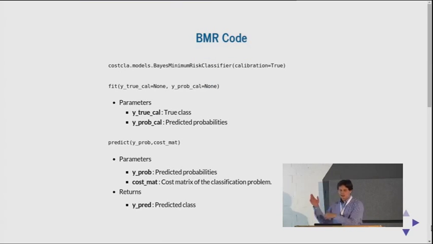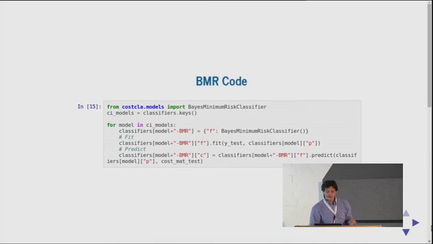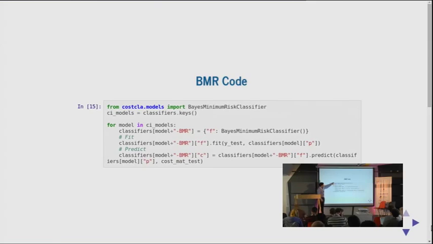I like to say that the documentation is good enough. So you have the fit function, very similar to scikit-learn, of course, including some additional parameters that are needed for training. The code for this particular Kaggle example, you just call the Bayes minimum risk classifier. There is one function for fitting, one function for making the prediction, and that's it.